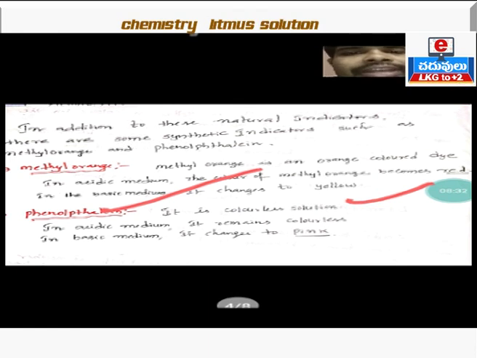In acidic medium, it remains colorless. Phenolphthalein does not change its color; it remains the same in acidic medium. When a few drops of phenolphthalein indicator are added to the acid, it remains colorless. There is no change in the color. This is very, very important. But in basic medium, it turns into pink color. In basic medium, phenolphthalein turns into pink color.